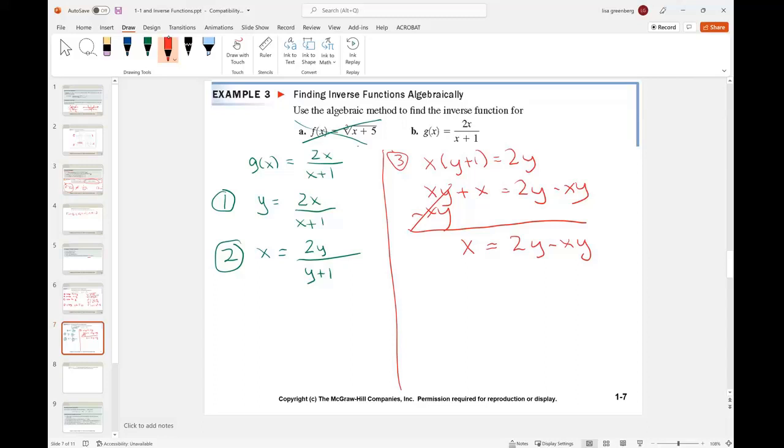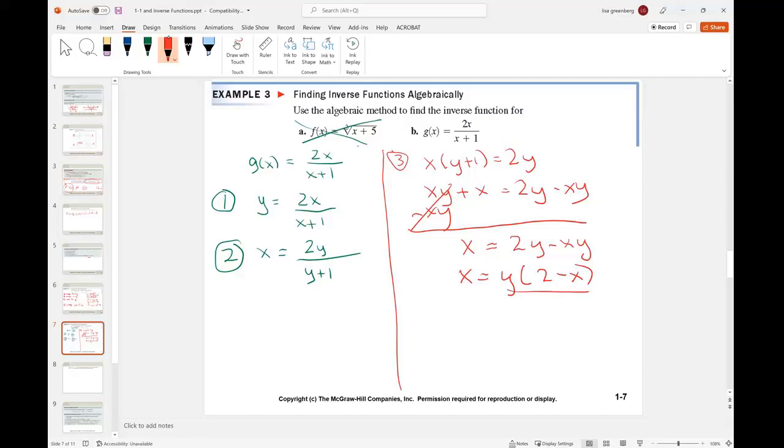Dividing is the last thing I want to do. So why don't I factor? I can factor out a y, can't I? And now I have x equals y times (2 minus x), right? And now I have 1y.